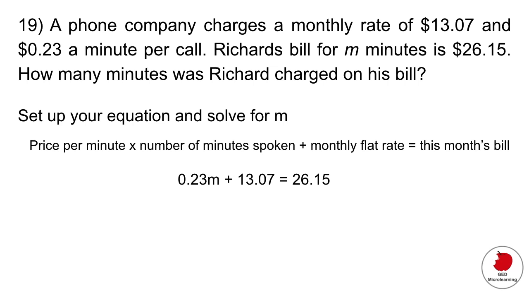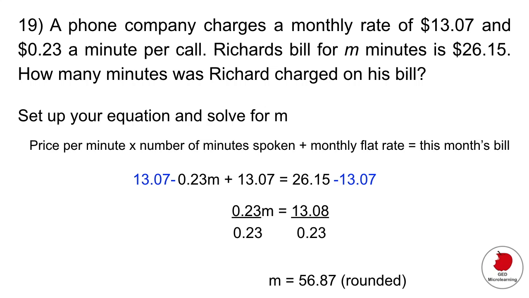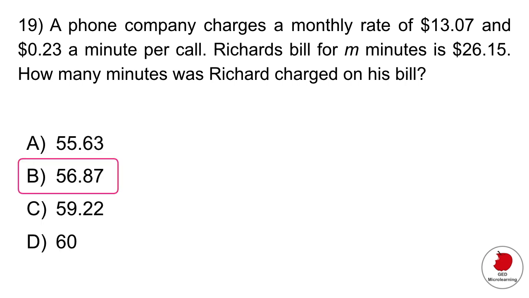And now all you have to do is isolate that M on the left side by subtracting $13.07 on the left. Do the same thing on the right, and you end up with this amount. And now what you want to do is divide both sides by 0.23. That gives you M is equal to 56.87. Okay, and this is rounded. I think the correct answer was 56.8666 or something like this. All right, so the correct answer would be B.